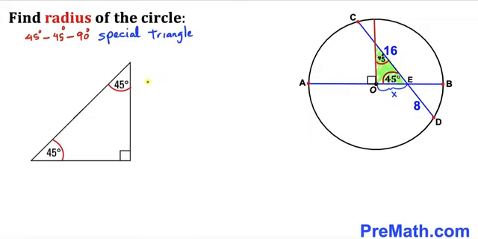And now let's recall this special 45-45-90 degree triangle. This is an isosceles triangle, since this angle equals this angle. Therefore this side length must be equal to this side length. If I call this side length x, then this side length is going to be x as well, and this third leg is going to be x times square root of 2.